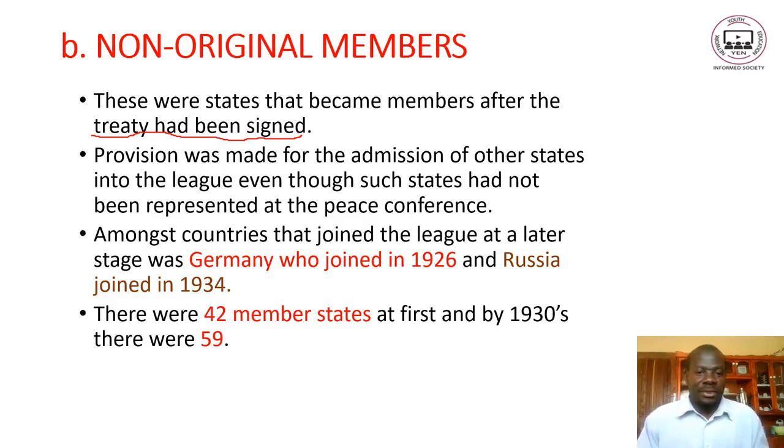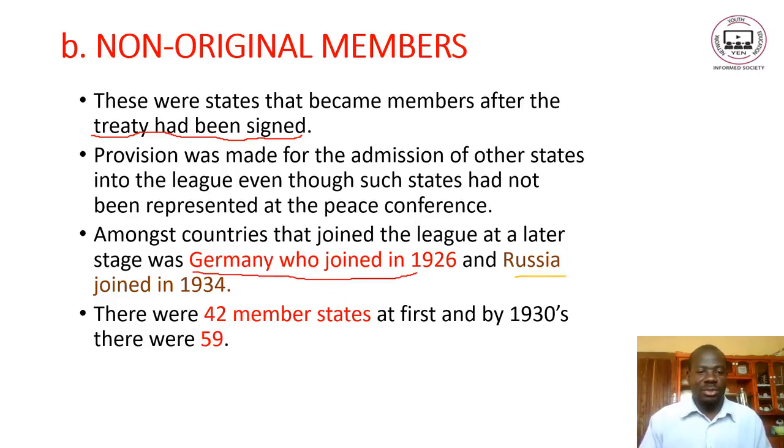Now, so they were given chance, although maybe during that time at the Versailles Treaty they were not there, but there was that provision to say we are forming a worldwide body. Therefore, all the members, even those who were not present at the Versailles Treaty, they were given chance to join. So amongst other big countries that joined later, we have Germany here, and also we have Russia.